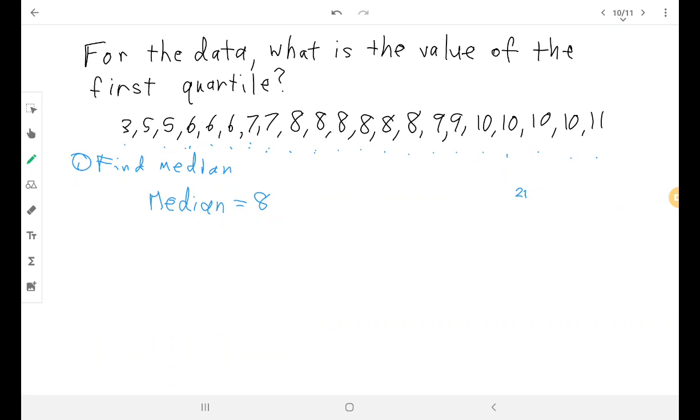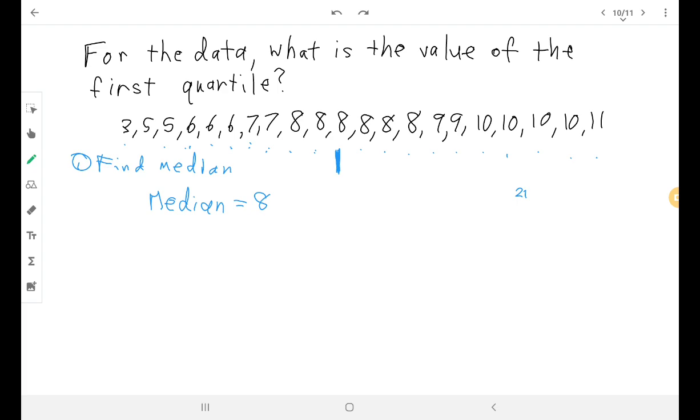And so you actually cut it off there, okay? So 1, 2, 3, 4, 5, 6, 7, 8, 9, 10, 11. So there's the median. And then you look at all the stuff to the left if you're worried about Q1. If you're worried about Q3, you look at all the stuff to the right. And then you find that middle number.